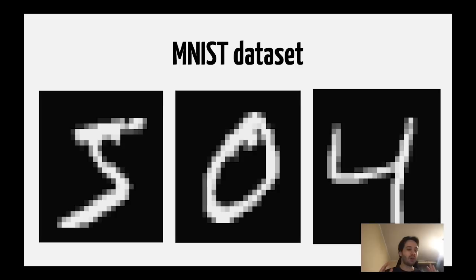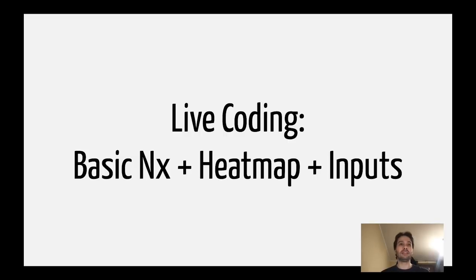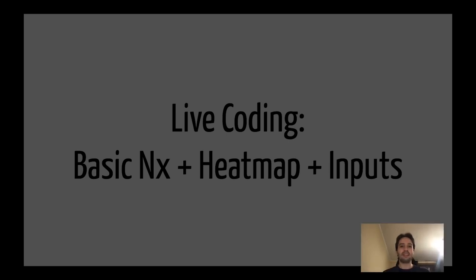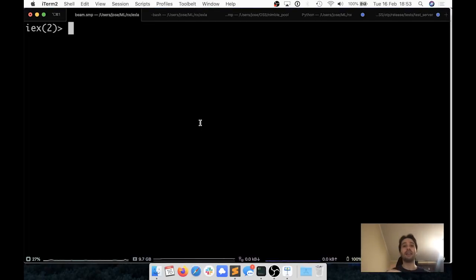So what will our neural network do? We are going to work with the MNIST dataset, which is kind of like the hello world of neural networks. As part of this dataset, we can find handwritten digits in grayscale, exactly as you can see here right now. We can see a 5, a 0, a 4. The goal of our neural network is to look at those digits and tell us, hey, this is a 5, this is a 0, this is a 4, and so on. So let's start live coding a little bit so we can get in the flow and see how NX works.